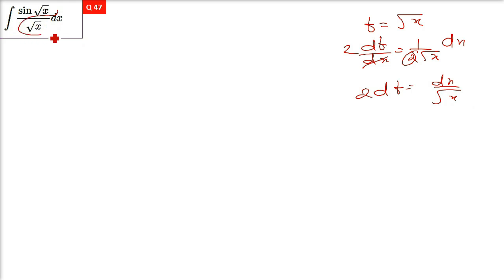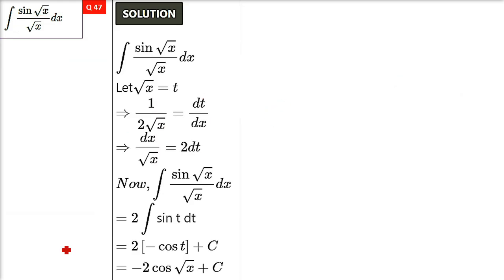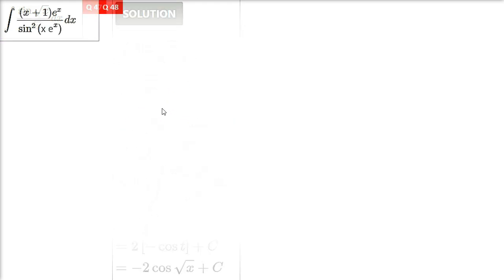This dx by under root x is already 2 dt with us now. So we can change this like this. Sin t, we don't have any denominator because dx by under root x is already formed as this one. 2 dt, 2 I'm taking outside. So it will be minus 2 cos t plus c, because sin t integration is minus cos t. So let us replace t by under root x. Minus 2 cos under root x plus c is your final result. You can take a reference here if you want to solve it by yourself. This is the way it should be written.